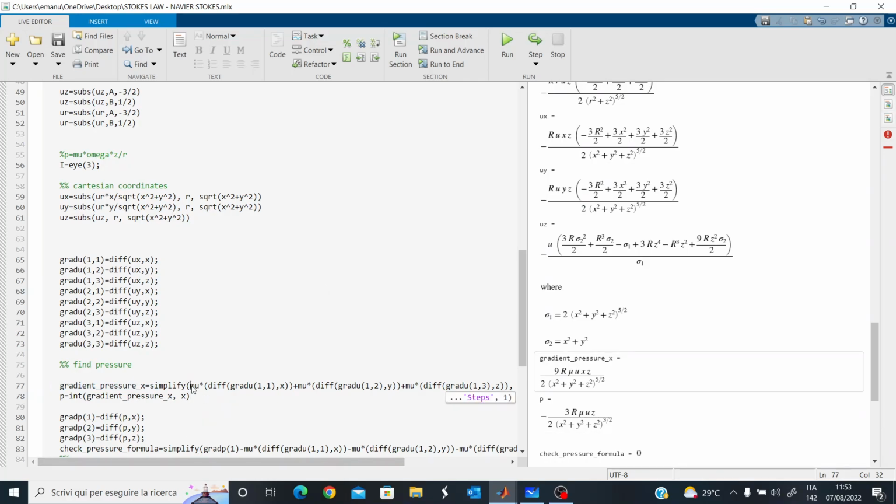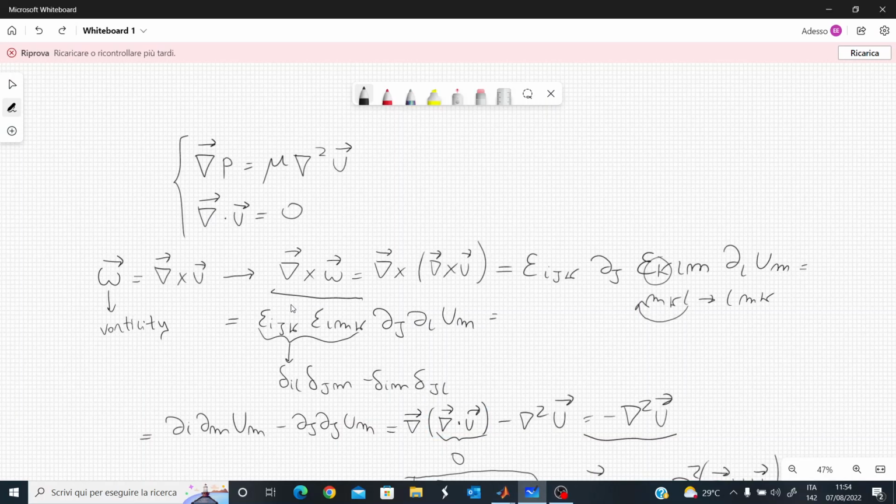So you see that I have multiplied mu by the derivative of the gradient of u with respect to x. So this first term here is simply d squared u1 over dx squared. In this case, I've calculated the gradient of the pressure on the x-axis, so that's just dp over dx. I have rewritten exactly this equation here, so I have dp dx equal to mu d squared ux dx squared plus mu d squared ux dy squared plus mu d squared ux dz squared.